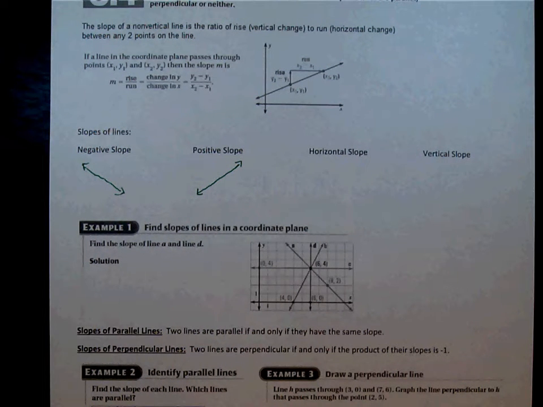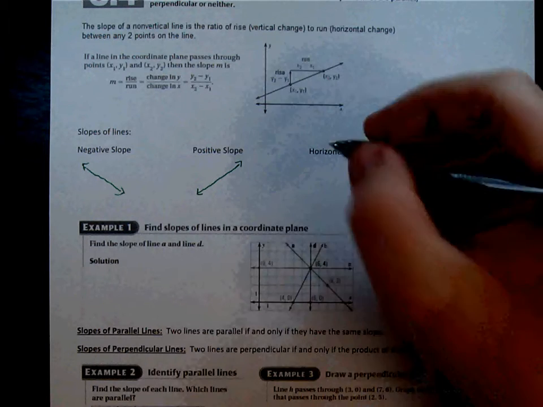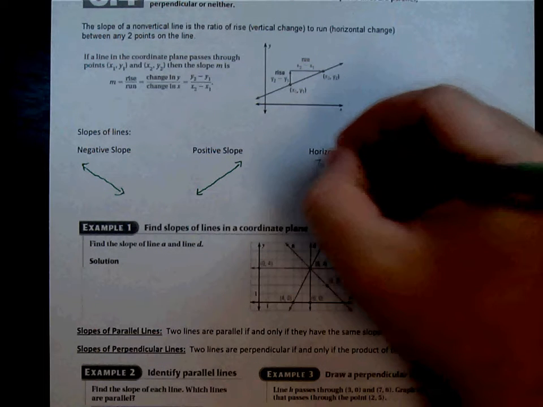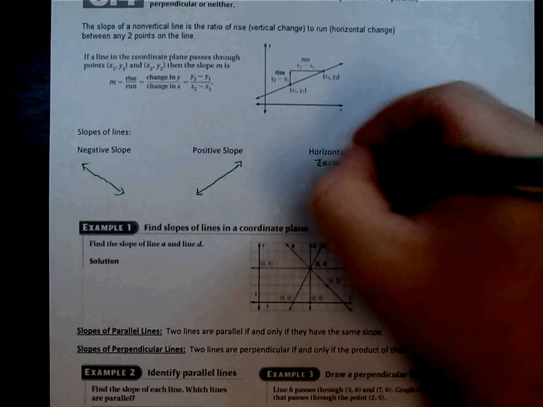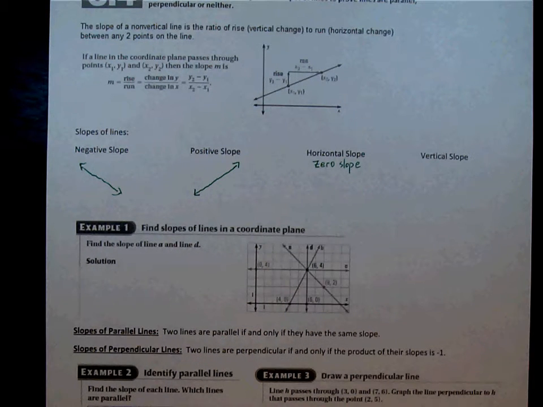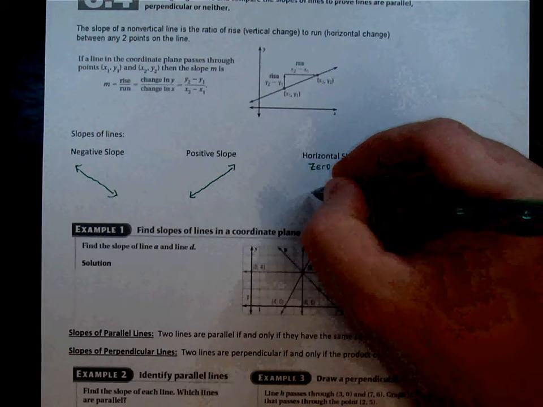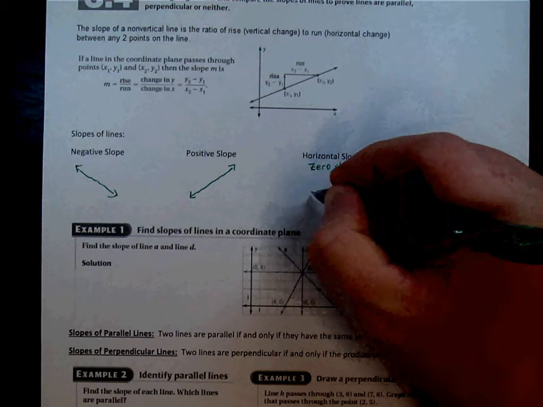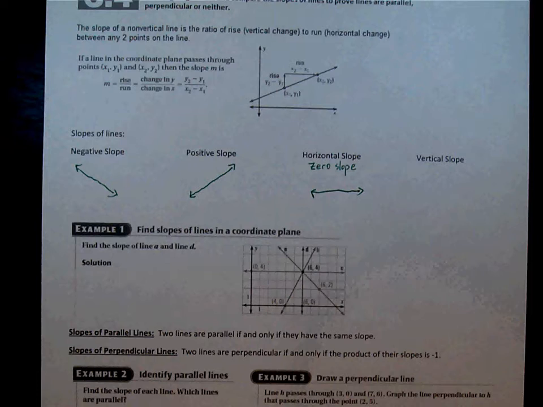Right here they call this a horizontal slope. I would also call it a zero slope. Because a horizontal line has a slope of 0. So let's draw a horizontal line there, but its slope is 0. It doesn't rise, but it does run.